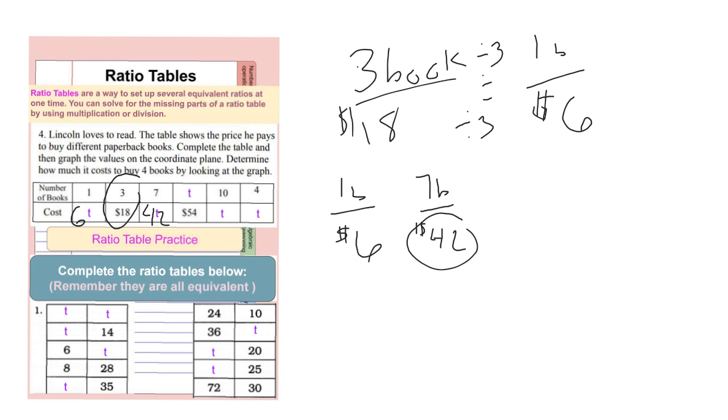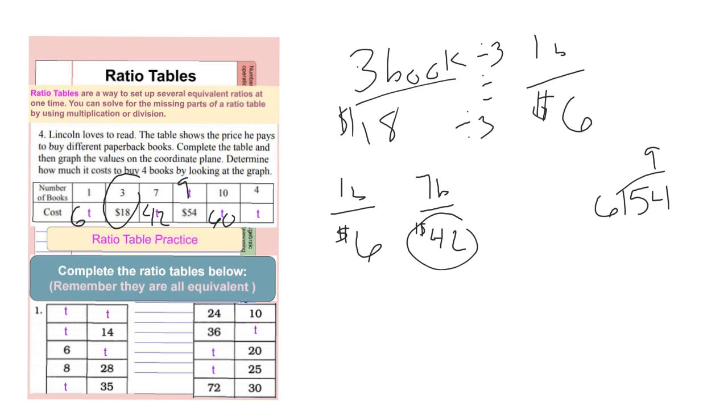Okay, now we need to figure out $54 and how many books that is. So we know that each book is $6. So what I'm going to do is take 54 and divide by 6. And 54 divided by 6 is 9. So I know that's 9 books. And we're almost done here. So if we want to know about 10 books, we're going to say 10 books times $6 a piece, and 10 times 6 is 60. So it's $60.